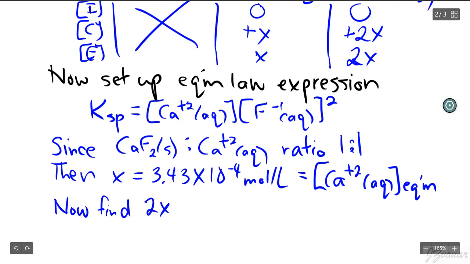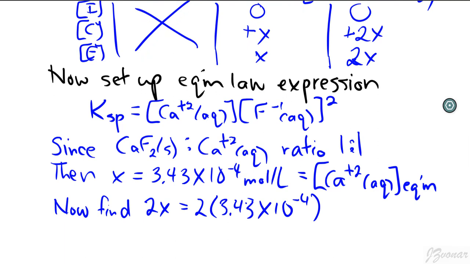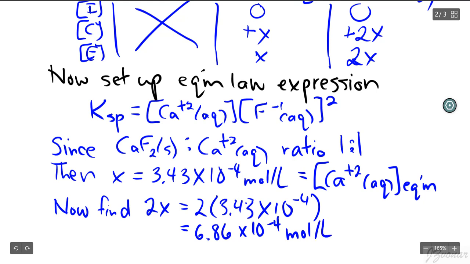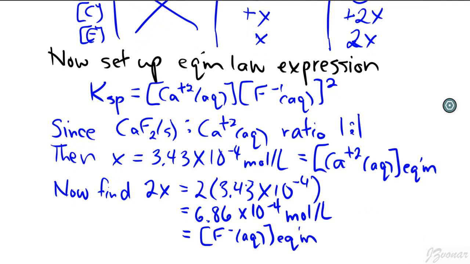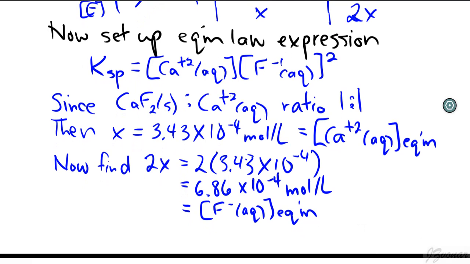To calculate the fluoride ions, 2 times x is equal to 2 times the 3.43 times 10 to the negative 4, and this is going to equal 6.86 times 10 to the negative 4 moles per liter, which is equal to the fluoride ions at equilibrium. So now that we have both values, we can plug them into our equation.